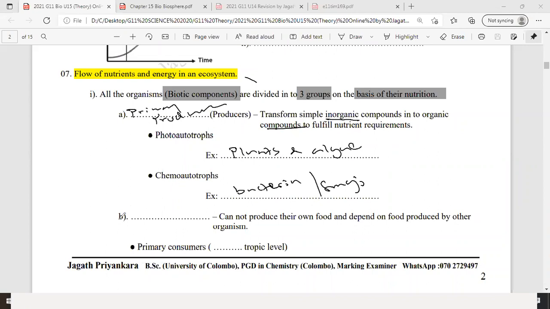Then B, consumers. Consumers cannot produce their own food and depend on the food produced by others. Consumers can be herbivores, carnivores, and omnivores. Some bacteria are also autotrophs. Fungi you can't write there, sorry. Only some bacteria. Fungi are completely heterotrophic. Don't write fungi under chemoautotroph, only some bacteria. So based on nutrition, we can put them into different groups: consumers, herbivores, carnivores, and omnivores.